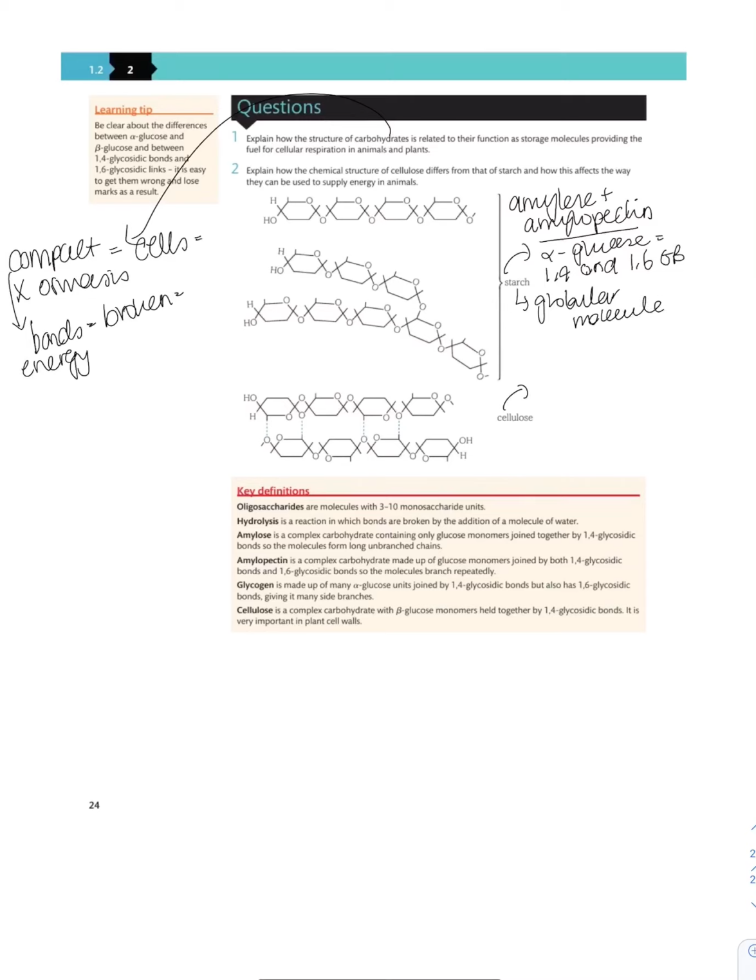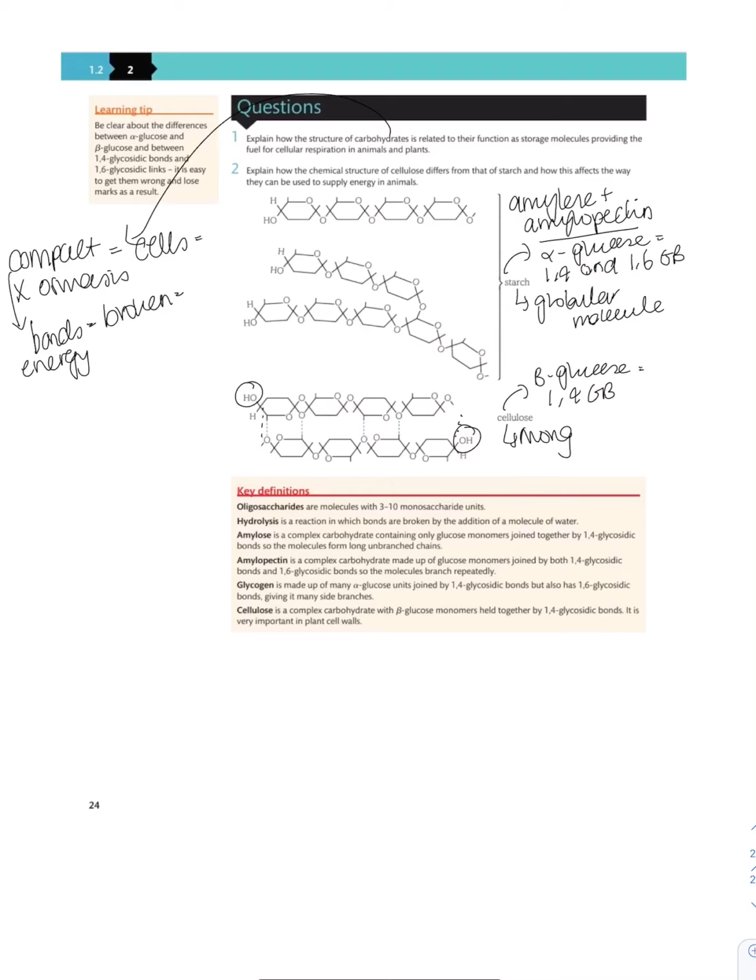However, if we look at cellulose, we know it to be formed from beta-glucose monomers, and so we'll only make 1,4 glycosidic bonds. And so, as a result, we have OH, so hydroxyl groups sticking out at the ends of these long straight chains, and so we can form hydrogen bonds. We can form hydrogen bonds between each of these long strands, and so that makes cellulose very strong.